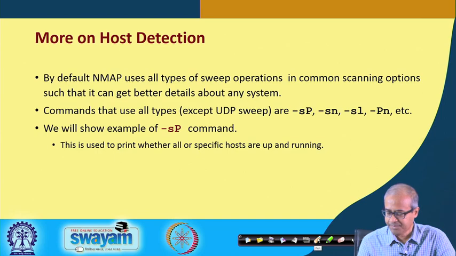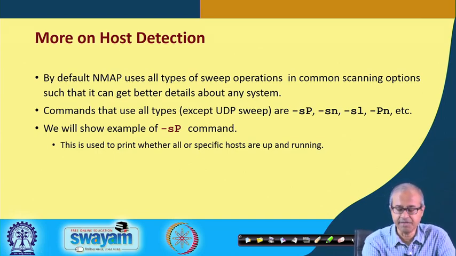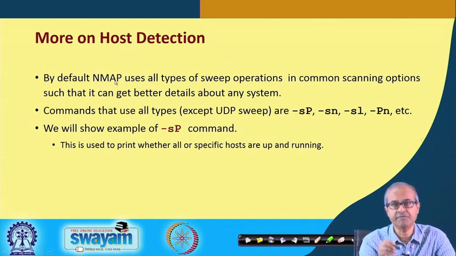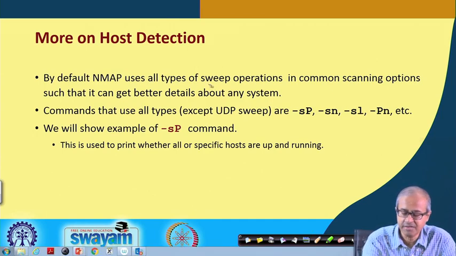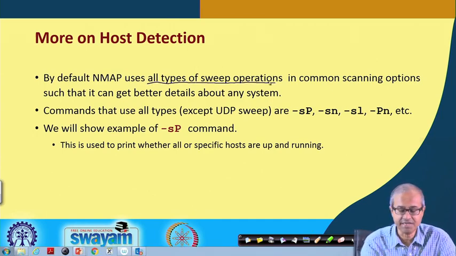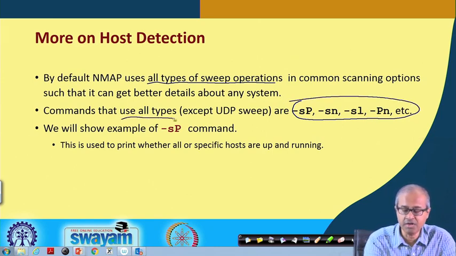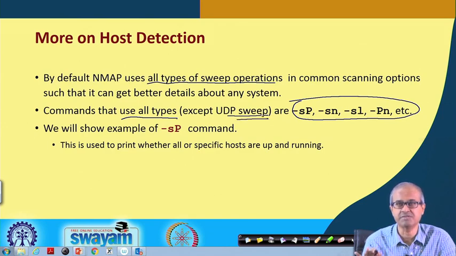There are a few other things on host detection. By default, if you just run Nmap without any flags, it will use all types of sweep operations that are available. It will try the common types, and there are some commands like -sP, -sn, -Pn, which use all types of sweep operation except UDP sweep, because UDP sweep is not very reliable, as I told you.